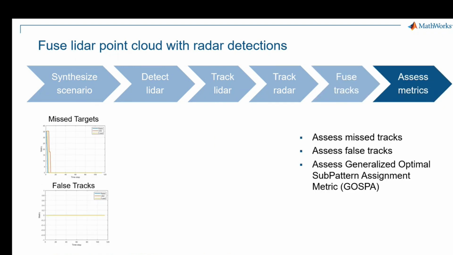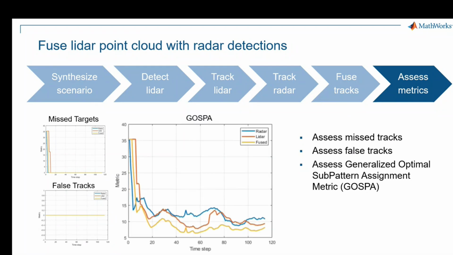To finalize this example, there are also some metrics that can be used to analyze the quality of your tracking algorithm. It can be the missed targets, the false tracks. Also, there are some types of algorithms that give us a metric value, like the GOSPA, for example. For this type of metric, the lower it is, the better the tracker.